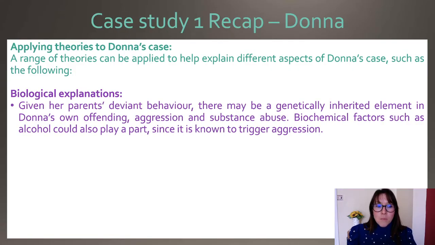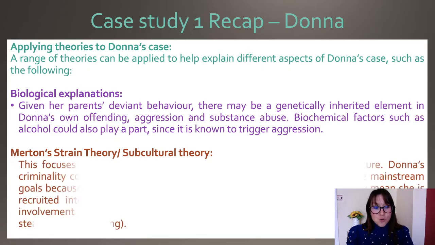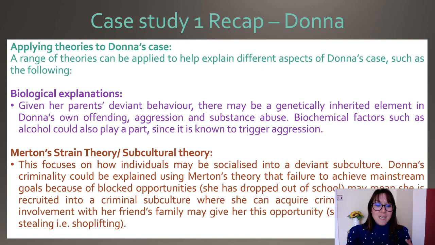Biological. You might want to look at her parents' deviant behaviour. There may be a genetically inherited element in Donna's own offending, aggression, substance abuse. The biochemical factors such as alcohol would play a part in this as well, since it's known to trigger aggression. So you could get biological explanations both genetically from parents, but also we know that alcohol does affect how you react to things.